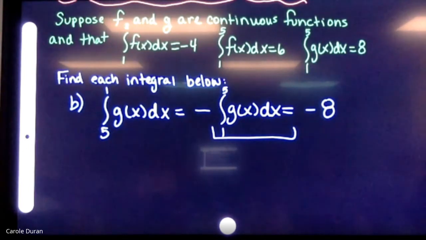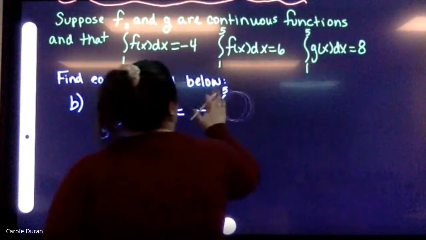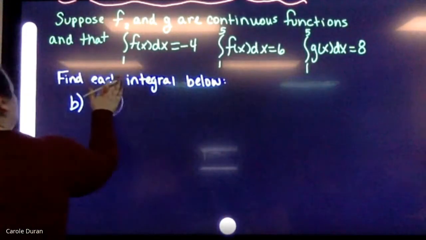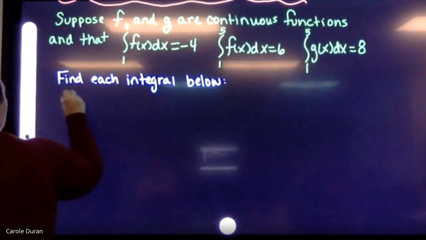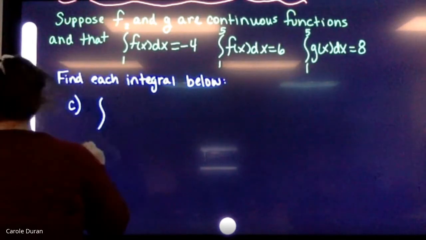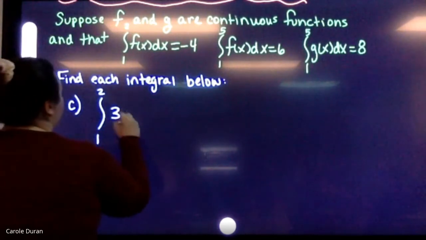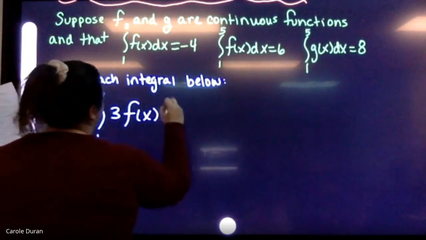Okay. Questions, concerns, or issues with how we solved that one? Do we see how the rule applied? Yeah. Okay, so let's try another one. So this one is example C. I am trying to find the integral from 1 to 2 of 3 times f of x dx.